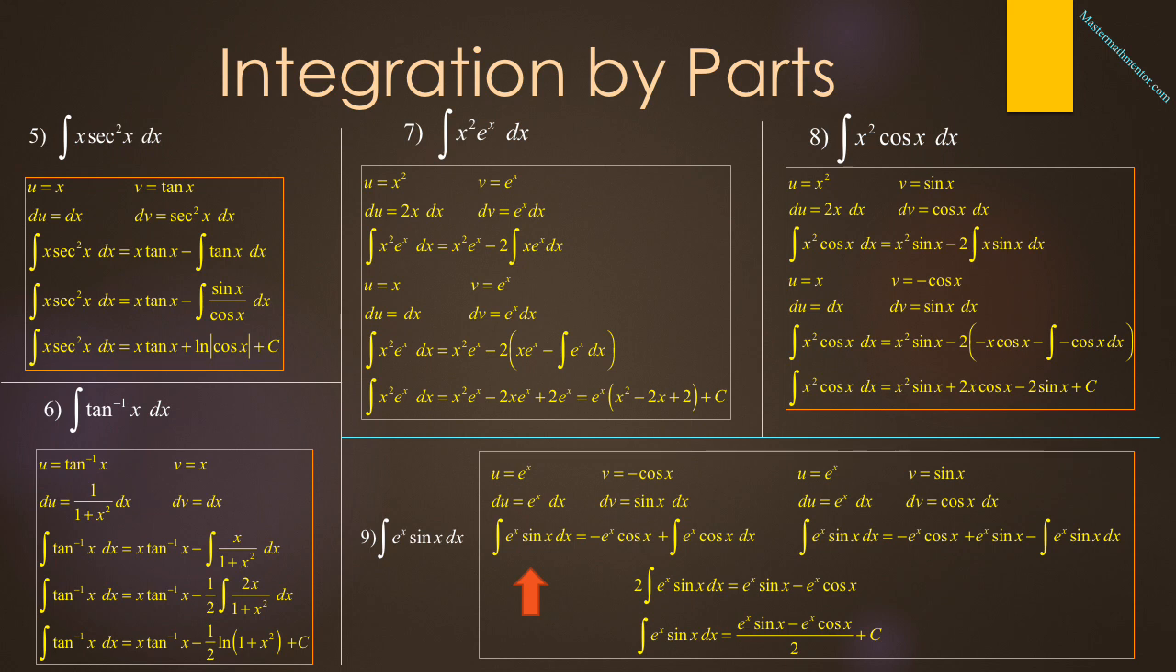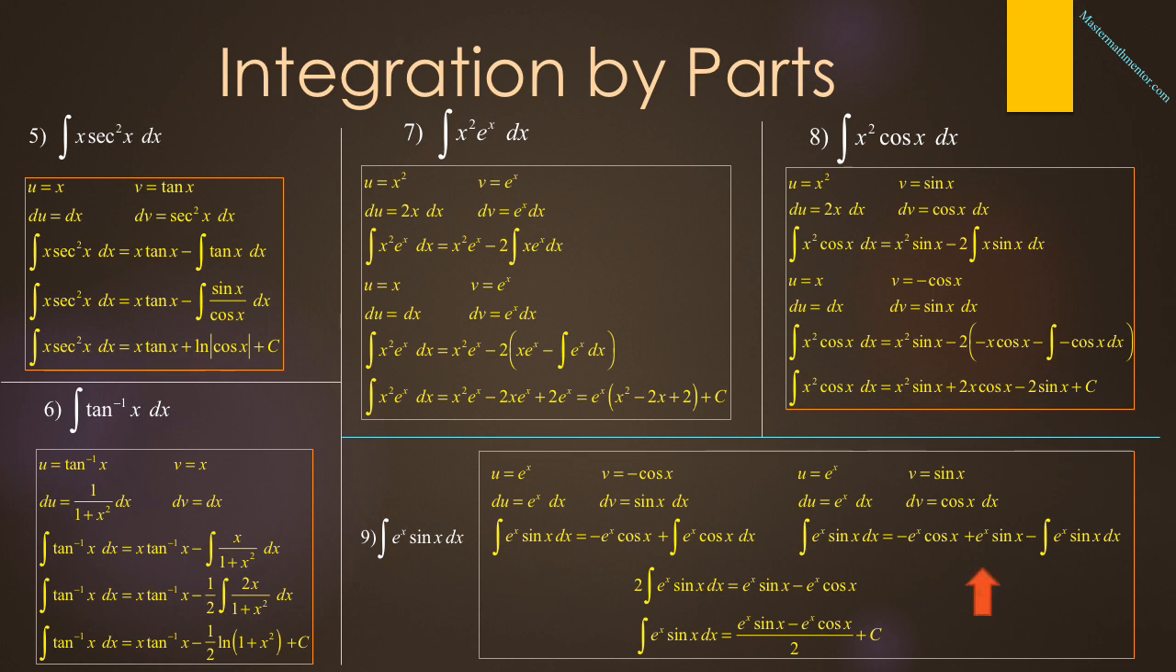9a is a tricky problem. We have the integral of e to the x sine of x. It makes sense to let u equal e to the x because du is e to the x dx. And for dv it makes sense to use sine of x, because we can easily integrate and get negative cosine of x. So our integral of e to the x sine x dx equals negative e to the x cosine of x plus the integral of e to the x cosine x dx.